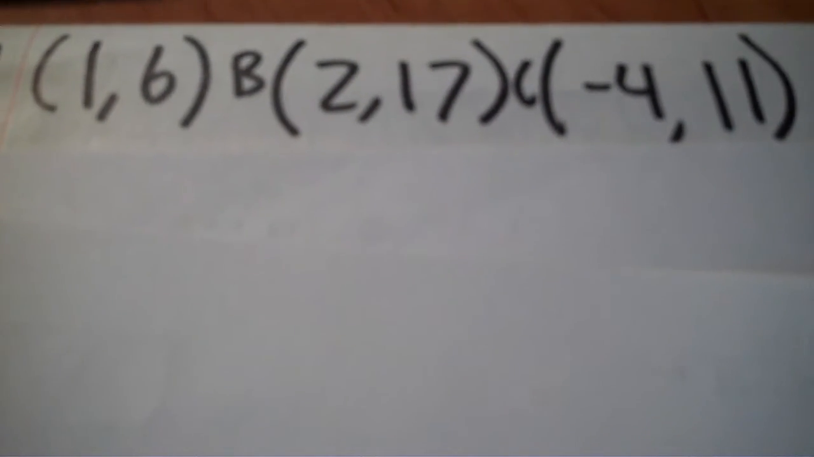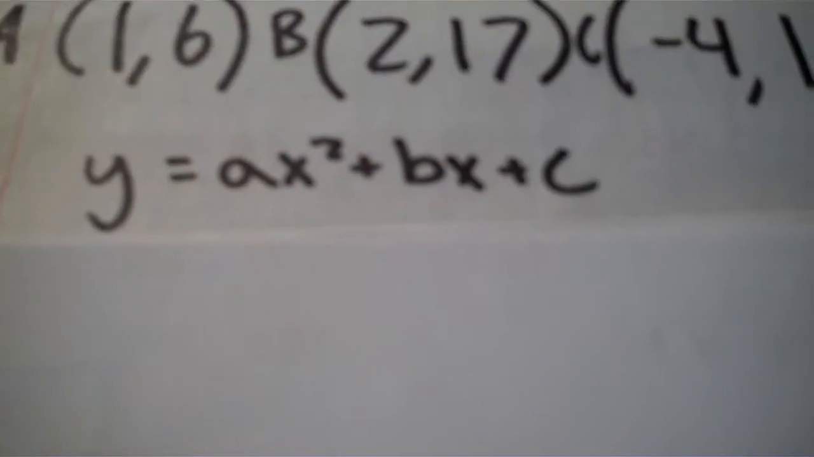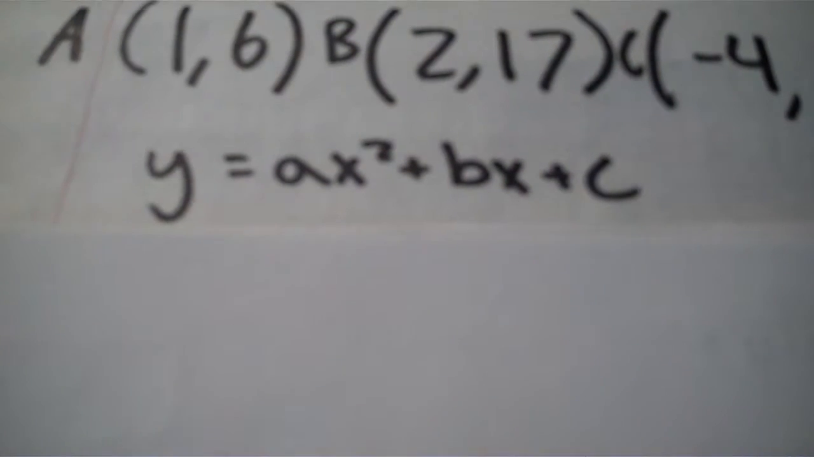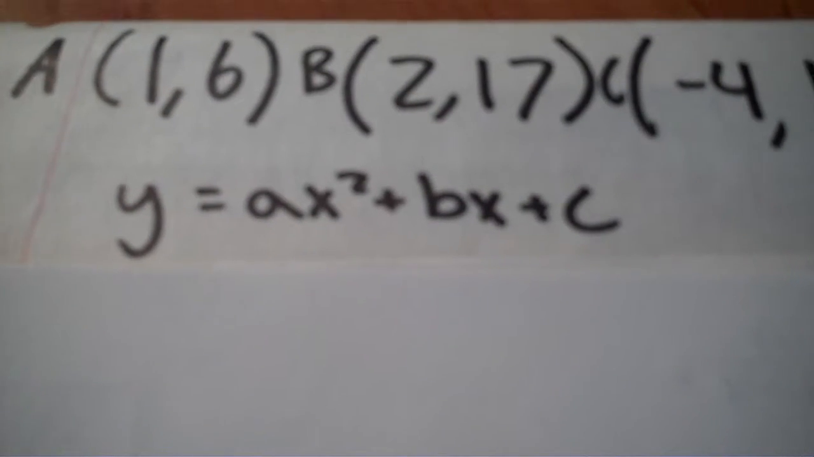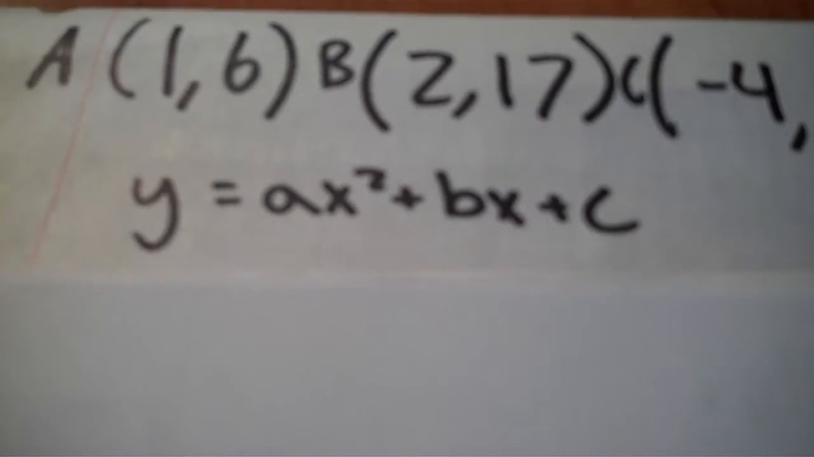So the first thing we have to look at is the standard equation for a parabola, and that's y equals ax squared plus bx plus c. The first thing we're going to want to do in this problem is fill in those points into this equation. So I went ahead and did that.